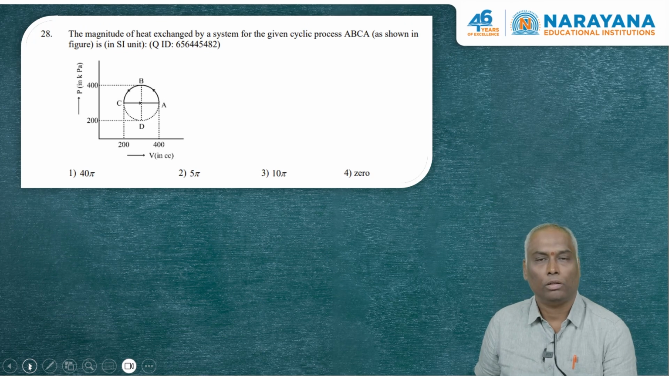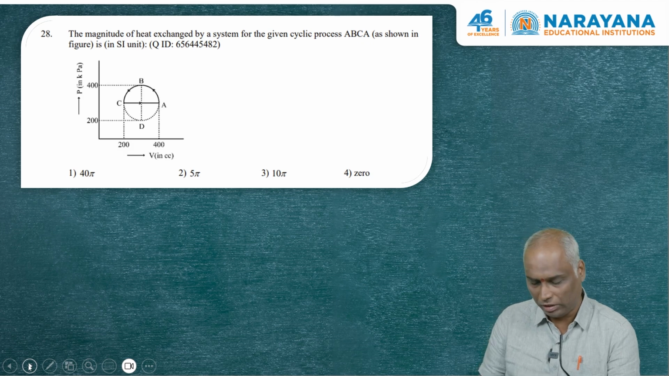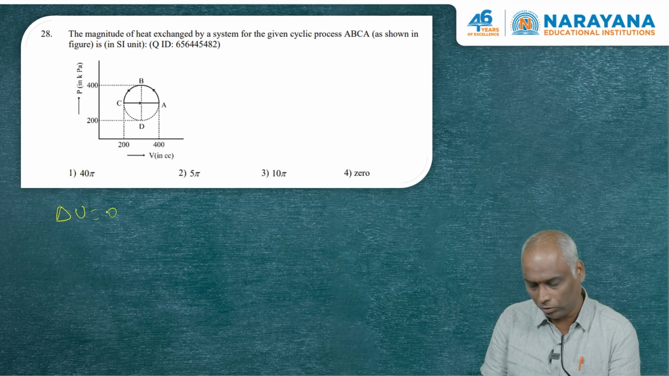28th question. The magnitude of heat exchanged by a system for a given cyclic process ABCA in the figure is, they're asking in the SI units. So if you look at this one, there is a cyclic process. The cyclic process is starting from A, B, C to A. So in any cyclic process, the total change in internal energy is equal to 0.